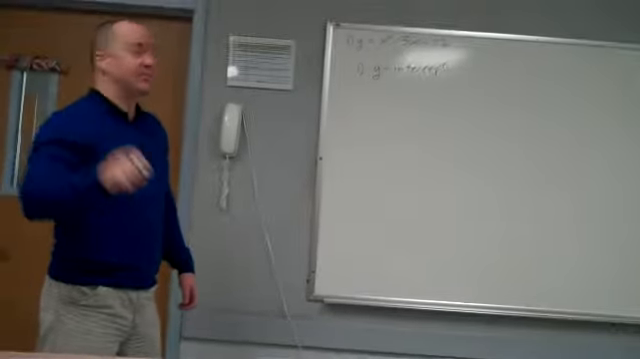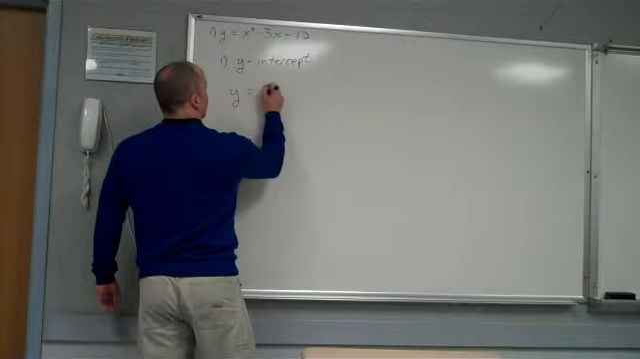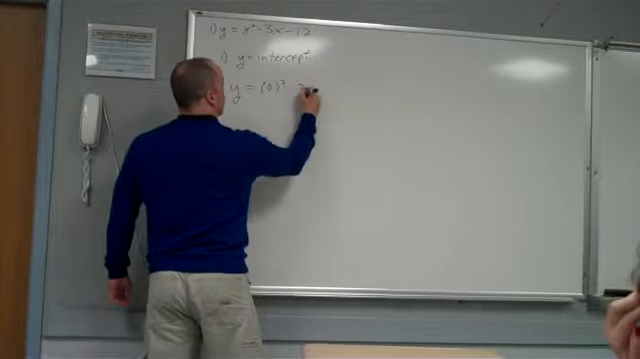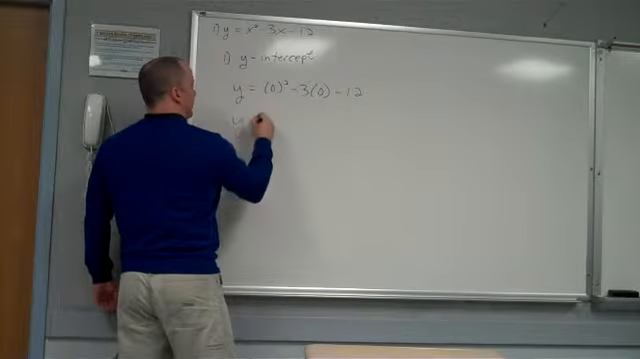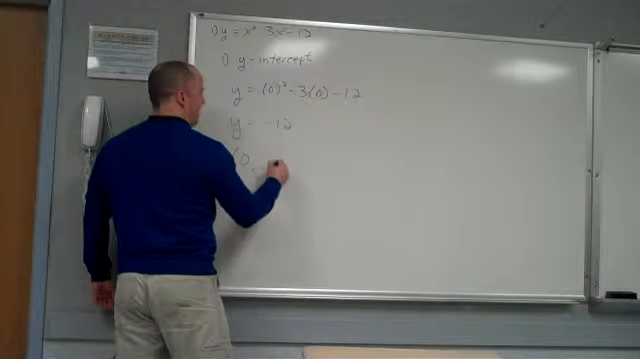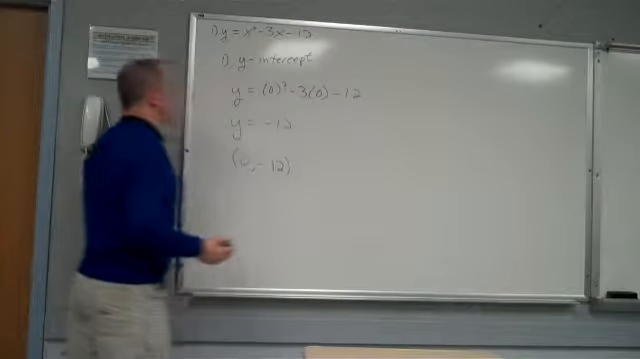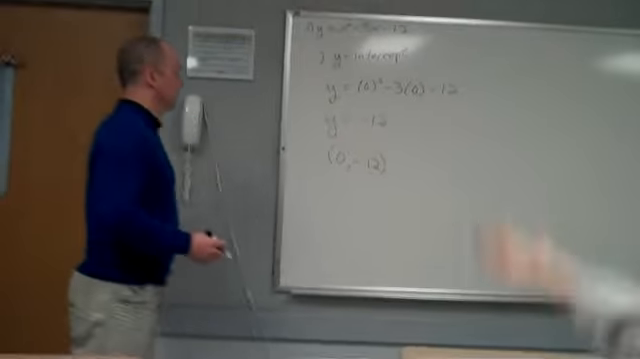Plug in 0 for x. The y-intercept is... Yes, as you get better at this, you can just jump to noticing that the y-intercept is negative 12. Now remember, this is the point (0, -12) on the y-axis. And then, if you want to find the vertex, the x-coordinate is negative b over 2a.